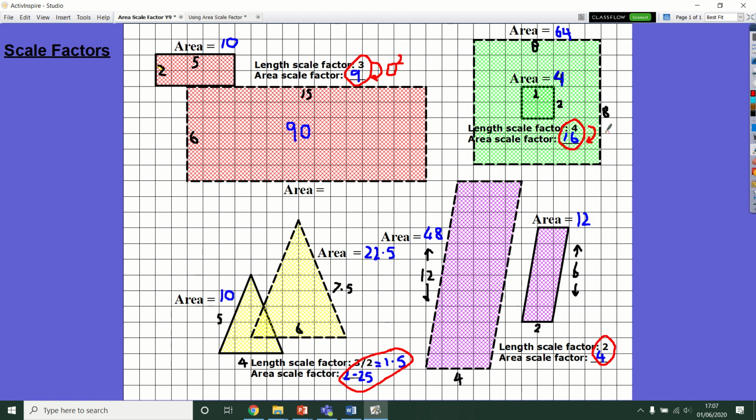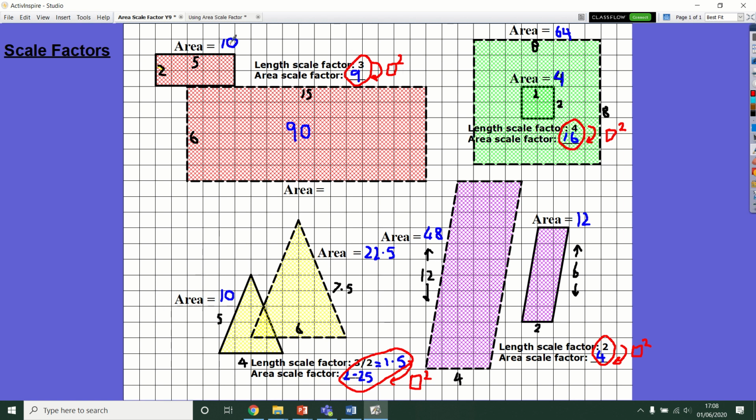Okay, same for this one. 4 squared makes 16. Can't draw squares today. And 2 squared makes 4. And you can check that 1.5 squared makes 2.25. Okay, so that's the relationship between the two different scale factors, lengths and areas. So if I give you two shapes which are enlargements of each other, and I'll give you the term for that in a second, you've got to be able to work out missing lengths and missing areas.